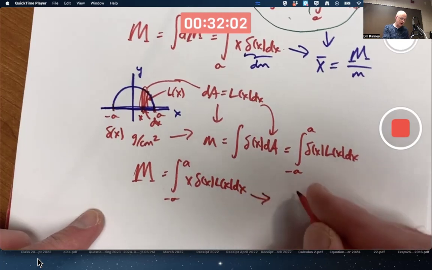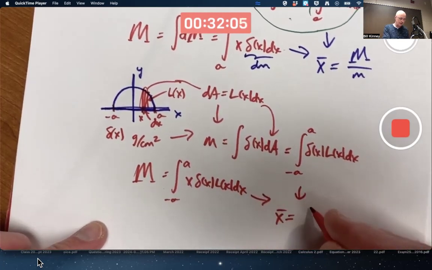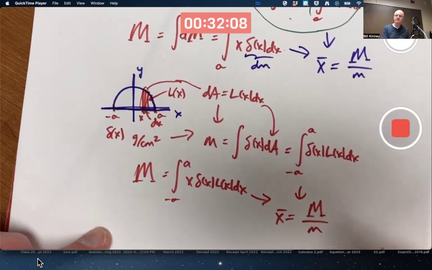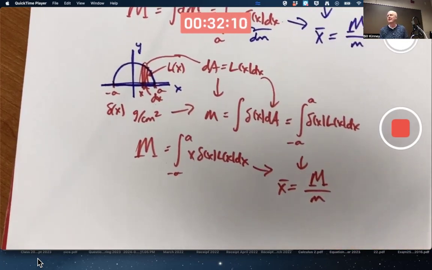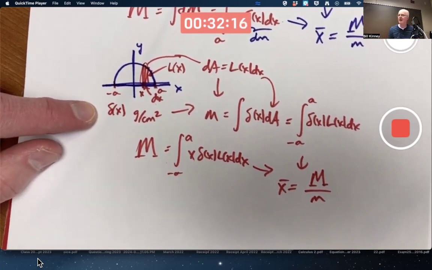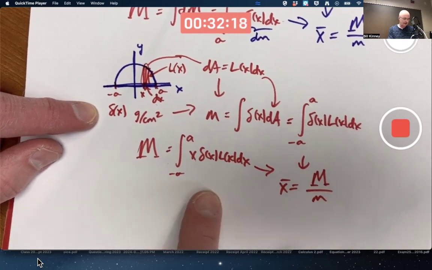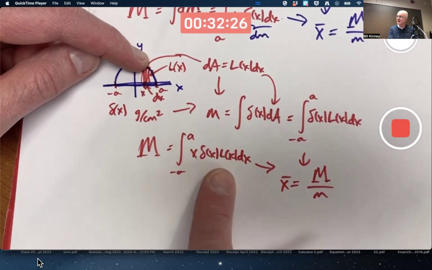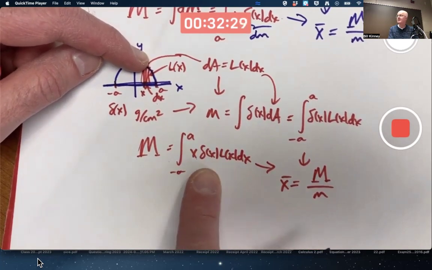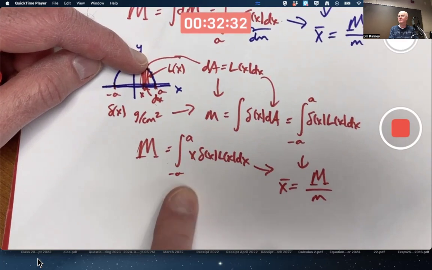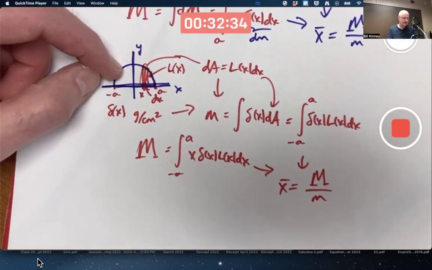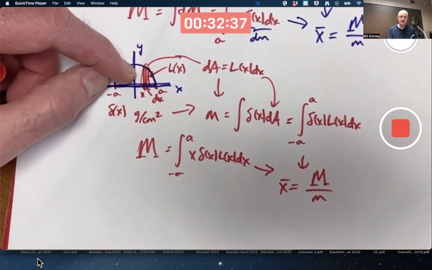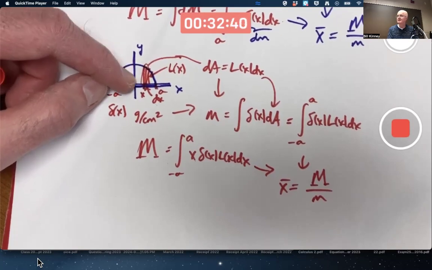Now, once again, x bar, the x coordinate of the center of mass, is capital M divided by little m. If this density were constant, by the way, which I think we did an example of, the capital M integral would be 0. This L of x function would be an even function. It's this graph. x times that would be an odd function times a constant. Integrating an odd function over such an interval would give you 0, as would make sense. If it's a constant density, x bar should be 0. The center of mass should be on the y-axis by symmetry.